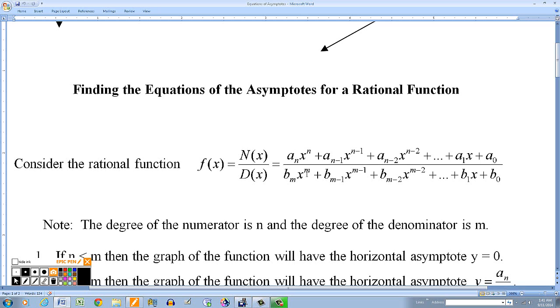That's going to be important because the easiest way to get the equation of the horizontal asymptote is by using the degrees of the numerator and the denominator. So I'll put a note here. The degree of the numerator is n because a sub n x to the n is the highest degree term, and the degree of the denominator is m for the same rationale.